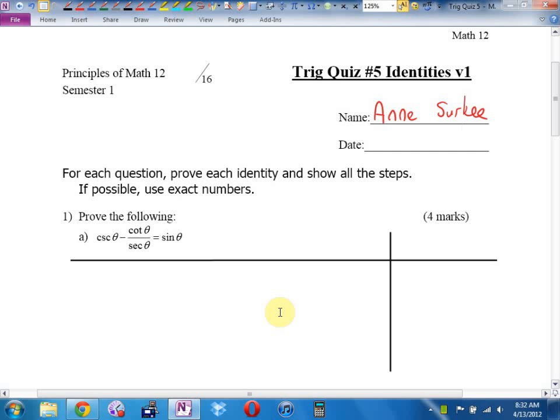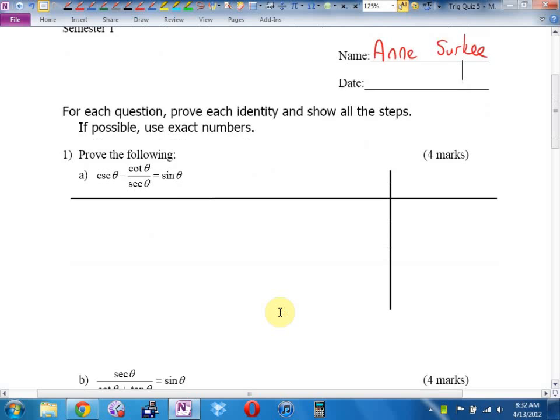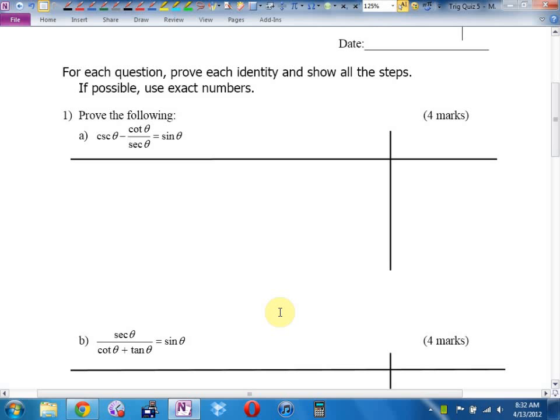So quiz number 5, let's start here. It says, for each question, prove each identity. Show all steps. Basically, when you're trying to do a proof, the rule is, if you think it, write that down so the marker knows that you've done that step. You see, you could technically say, because I'm not going to give you a false proof, you could technically, Spencer, just go like this. Oh, sine theta equals sine theta. I did it all in my head, which I'm sorry is not acceptable.